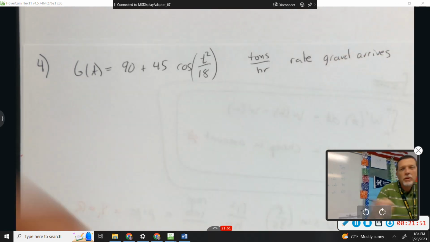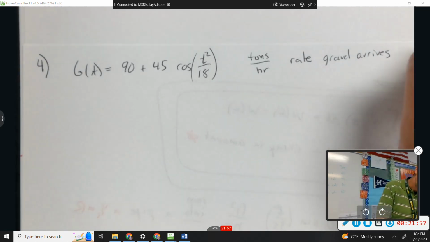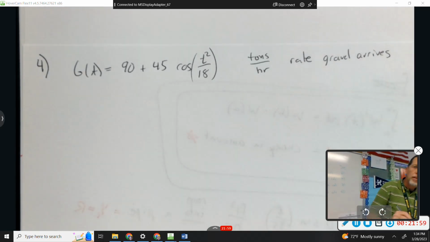I don't have to rewrite any of that stuff, but writing it slows me down a little bit and forces me to think. T is measured in hours. Oh, we're going 0 to 8 again. I like the 8-hour time frame. 8-hour workday. At the beginning of the workday, the plant has 500 tons of unprocessed gravel, when T equals 0.